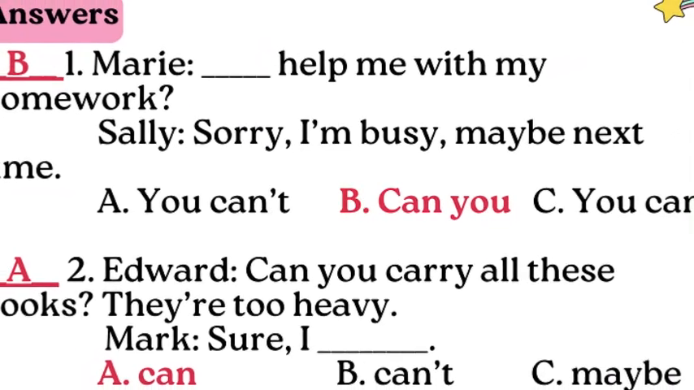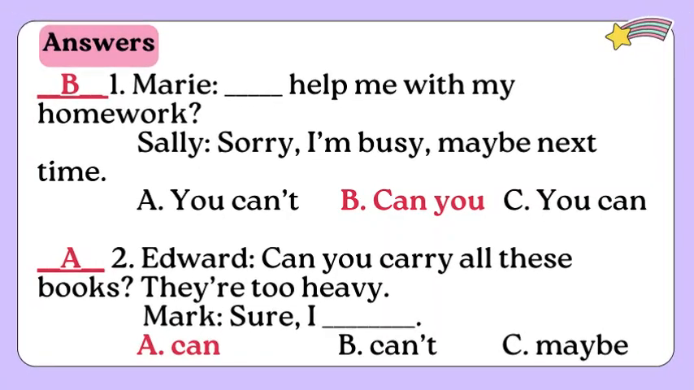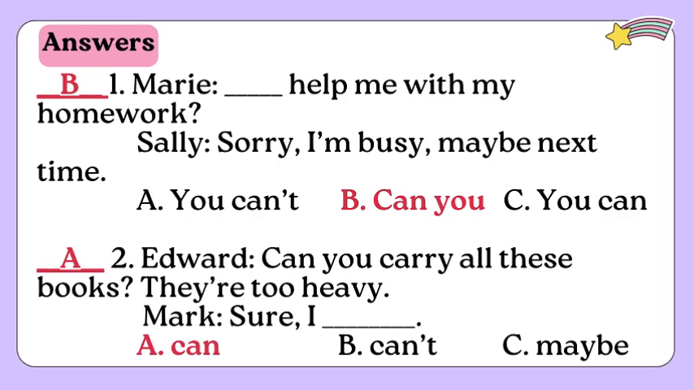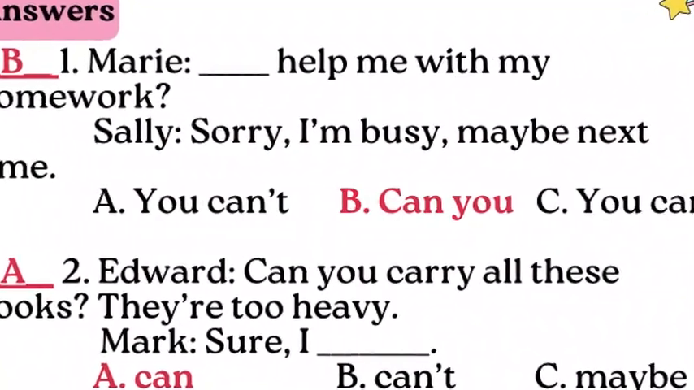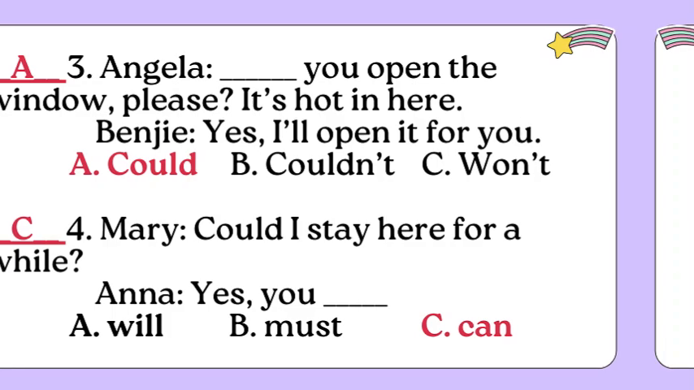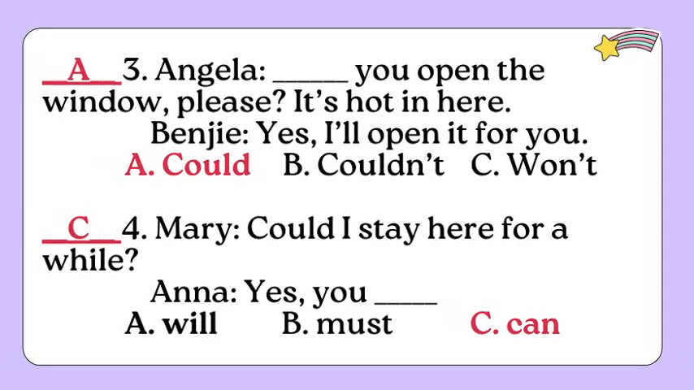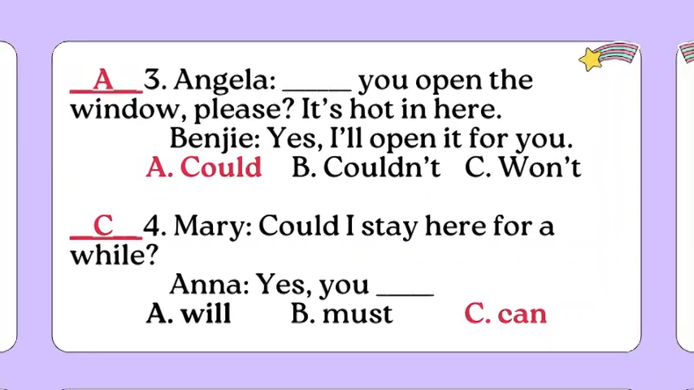Here are the correct answers. 1. Can you help me with my homework? Letter B. Can you? 2. Sure, I can. Letter A. Can. 3. Could you open the window, please? It's hot in here. Letter A. Could. 4. Yes, you can. Letter C. Can.